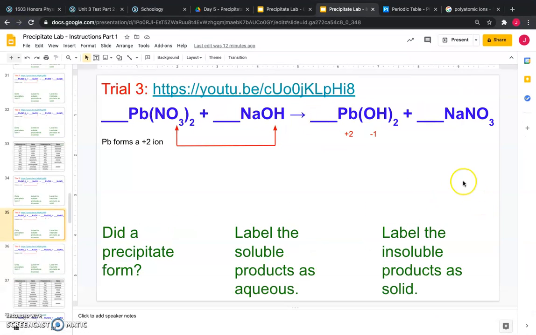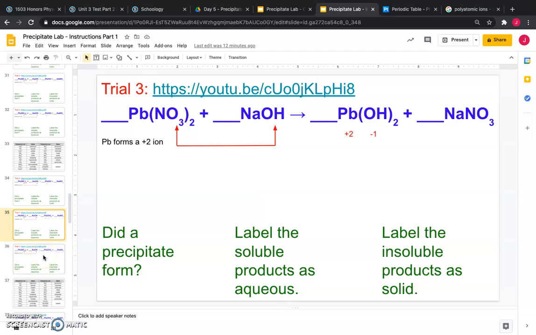Okay, so it wasn't showing up right when I was doing it in full screen, so I'm just going to do it in edit mode for the rest here. So again, we needed to add this subscript 2 to balance out the charges. We need 2 hydroxide ions to balance out the positive charge of the lead ion.